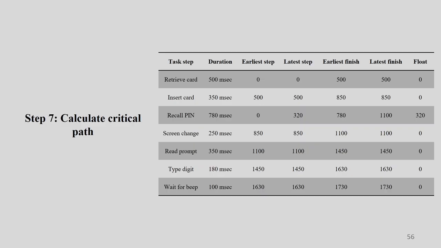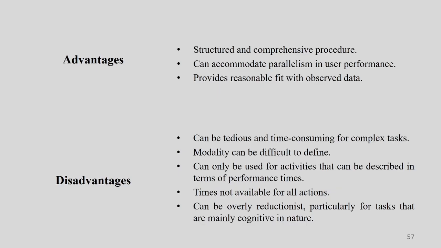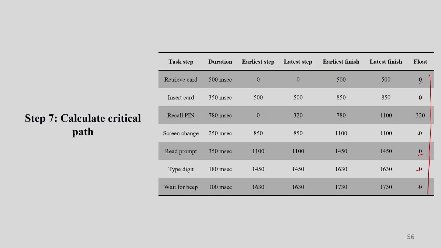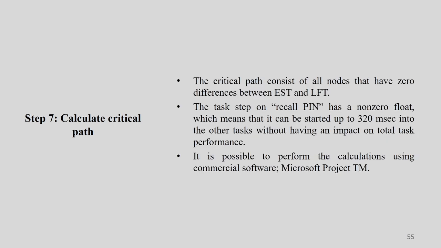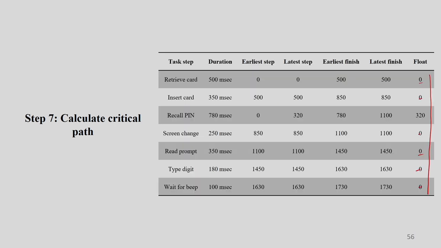Now calculate the critical path under this. Here there are the floats, and these are zero. So you understood how these things are to be done. Wherever there are zero differences between EST and LFT, there are the critical paths. That means you will get an impact if there is a problem in this particular portion of your task.